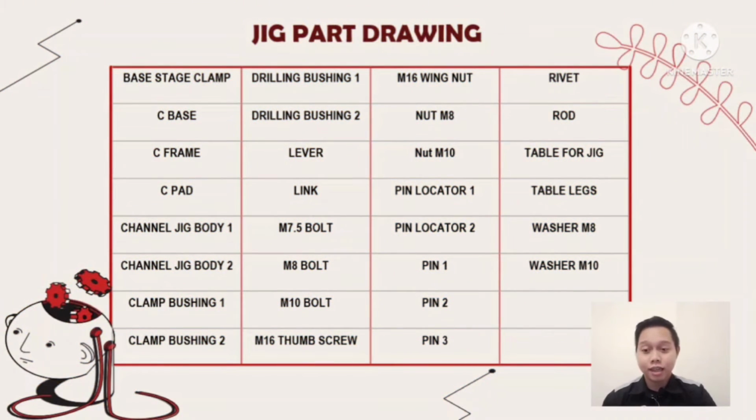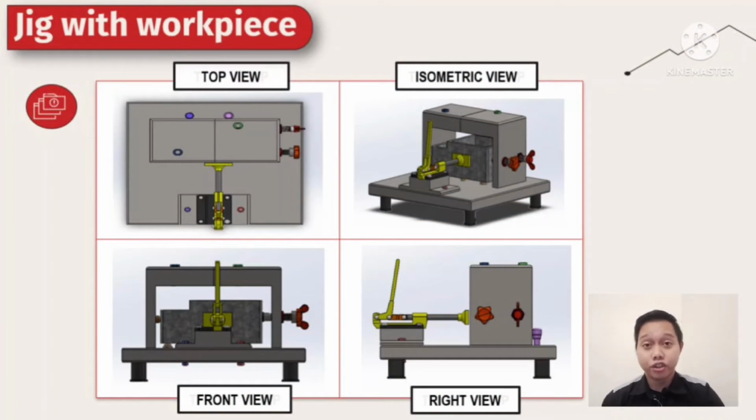Our jig part drawing consists of 30 part components such as base test clamp, drilling bushing 1, M16 wing nut, rivet, C-base, drilling bushing 2, M8 nut, rod, C-frame, lever, M10 nut, table of jig, C-pad, link, pin locator 1, table leg, channel jig body 1, M5 bolt, pin locator 2, M8 washer, channel body 2, M8 bolt, pin 1, M10 washer, clamp bushing 1, M10 bolt, pin 2, clamp bushing 2, M16 thumb screw, and lastly pin 3. Next is our assembly jig with workpiece.